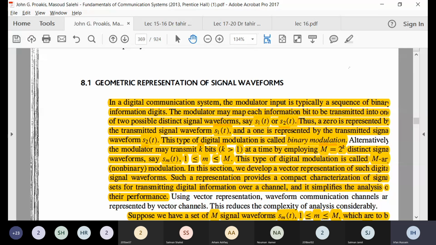All right. Let us ask one question before we go further. Saman Jamil sir, can you hear me? Yes, sir. Acha. Have you studied orthogonal signals in linear algebra?